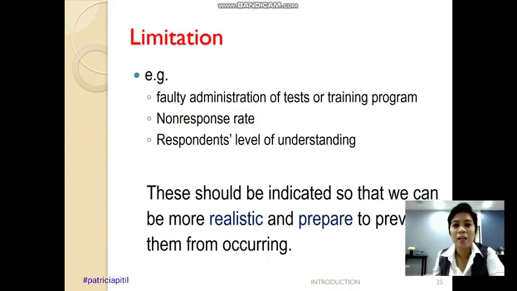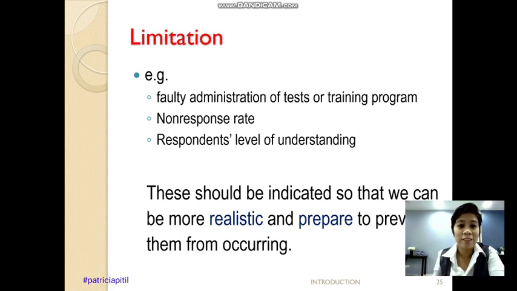What I would like to suggest is beyond our control. Last time we were proposing a face-to-face survey, you go into that premise, and then this pandemic caused us a limitation beyond our control. What we do is shift to online. This is an example, besides face-to-face and online: faulty administration of test or training program, the machine is broken. You have distributed too many but the return rate is 90%.